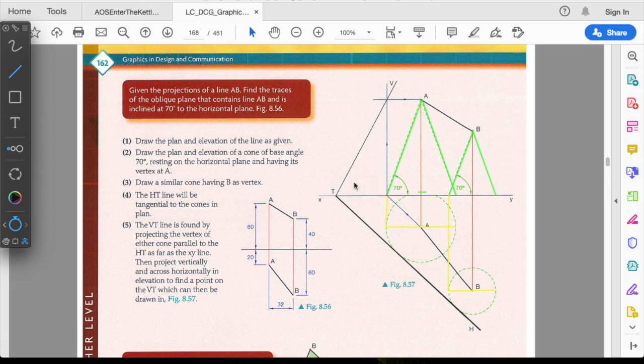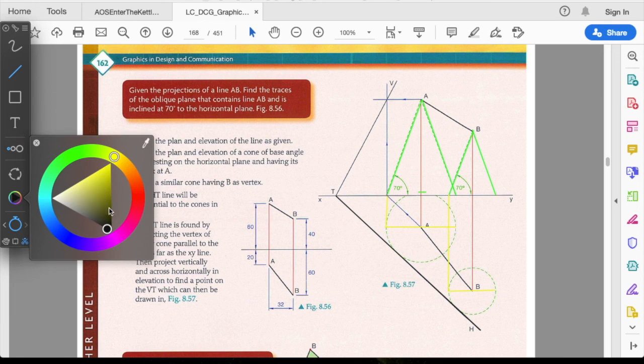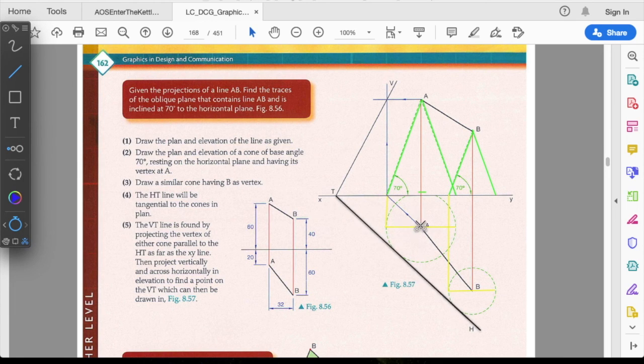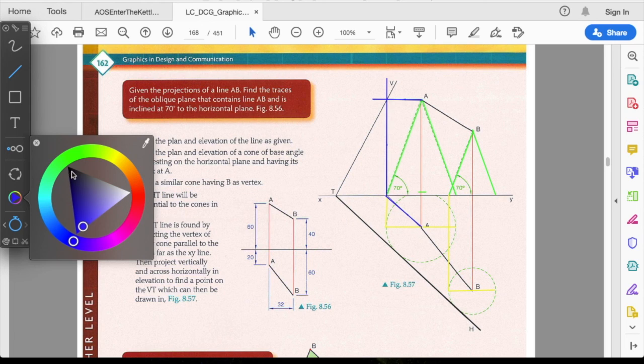Once you then have your horizontal trace, finding your vertical trace is the same thing as we would have done before when we were looking for the vertical trace. You can see they've done it here: they've taken it from A, gone from A parallel to the horizontal trace, then where that hit the XY line they've gone straight up, and then they've gone corresponding from A across to find your vertical trace in there.